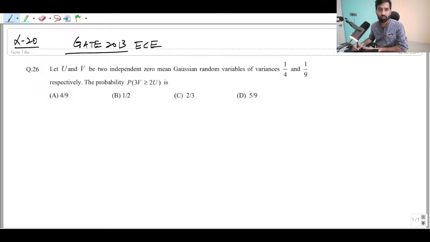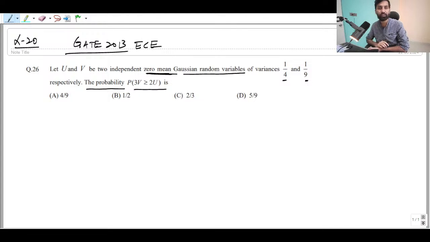Fine, so let us solve this question. I've shared everywhere. I think anybody can solve this question if you just go through it. They have given that U and V are two independent zero mean Gaussian random variables. They have zero mean, but the variances are not 1; 1 by 4 and 1 by 9 are given, and you have to compute the probability.